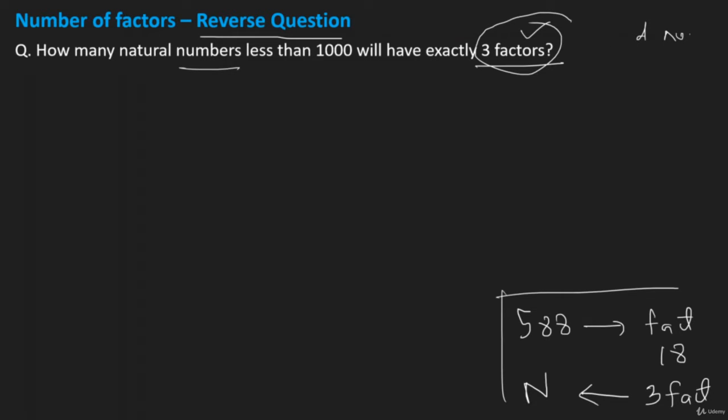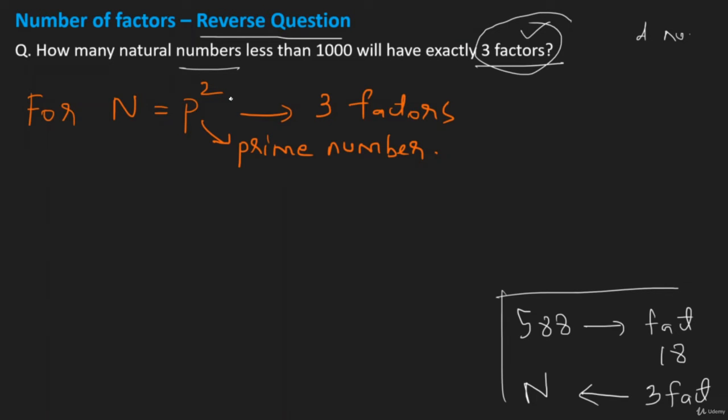For a given number n to have only 3 factors, n should be of the form p square, where p is a prime number, right? If n can be prime factorized only as p square, then the number of factors will be 2 plus 1, which is equal to 3.